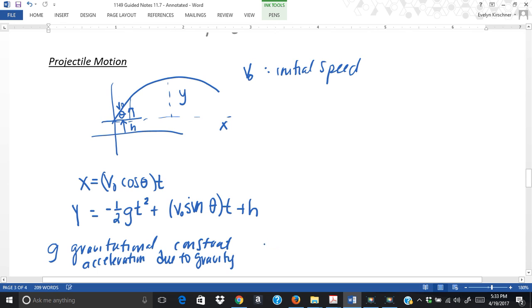And it has two values. It's 32 feet per second squared, or it's 9.8 meters per second squared. So if you're working in meters or feet, you have to use different ones. So this negative 1/2 g becomes either a negative 16 or negative 4.9.